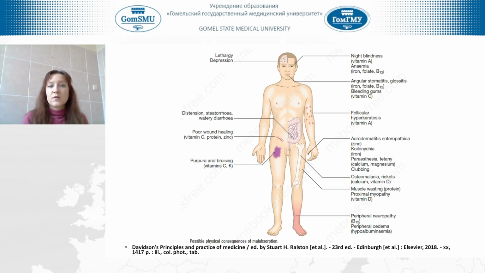Possible physical signs of malabsorption. If a patient has deficiency of vitamin B12, there can be anemia, peripheral neuropathy, stomatitis and glossitis. If the patient has vitamin A deficiency: night blindness, follicular hyperkeratosis. Deficiency of vitamin D: osteomalacia, rickets, muscle wasting, proximal myopathy, and others. In this picture you can see deficiency of vitamins.